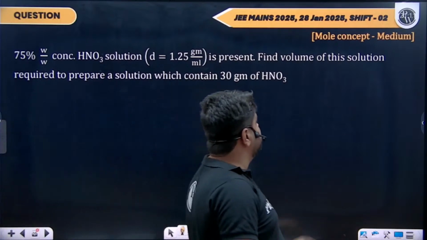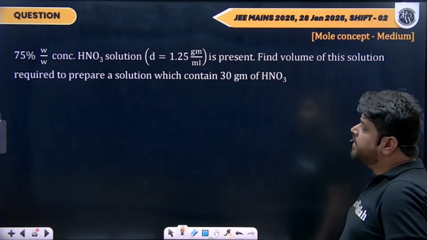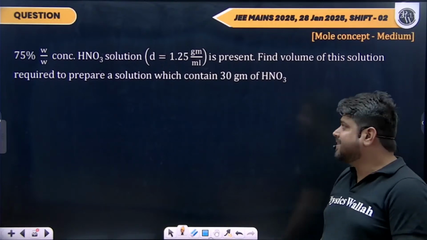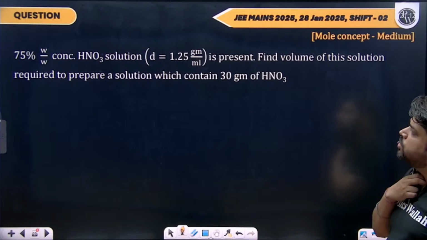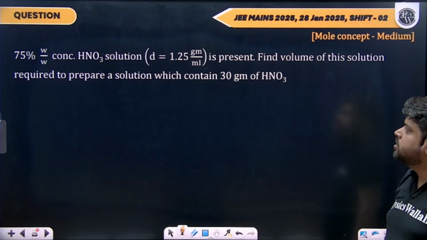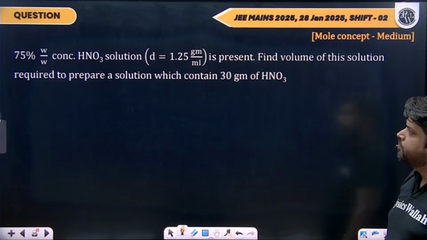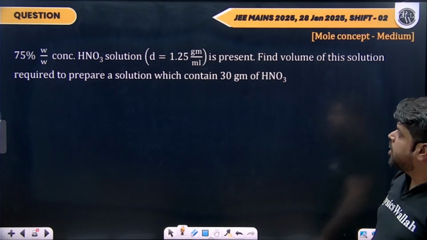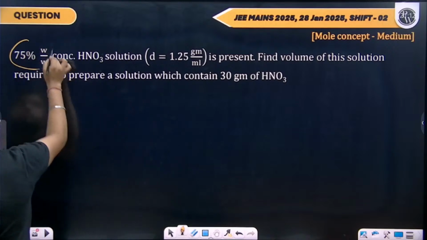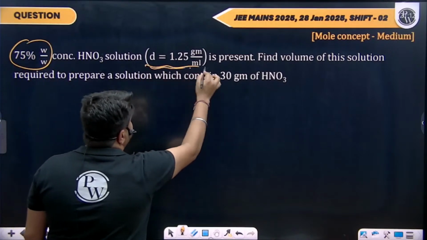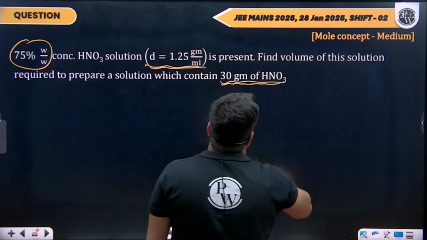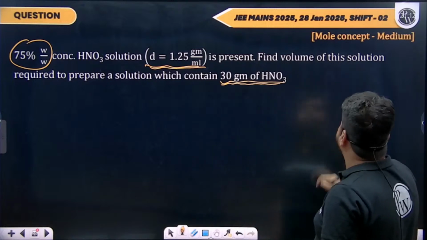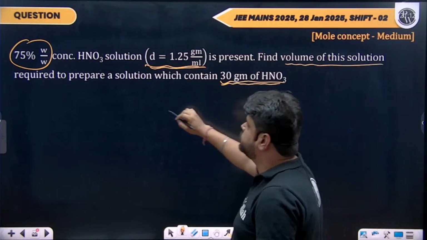This question is asked from the mole concept. There is a 75% weight by weight concentrated HNO3 solution, and the density is given. Find the volume of this solution required to prepare a solution which contains 30 gram of HNO3. So we have the weight by weight percentage here, the density of the solution is also present, and the mass of HNO3, 30 gram, is also present, and we have to find the volume of the solution.